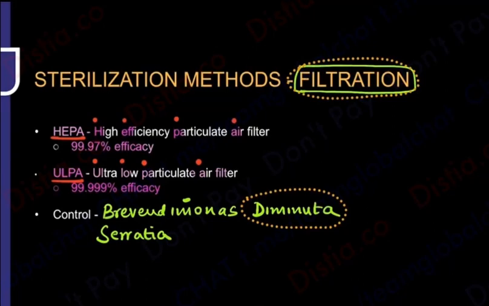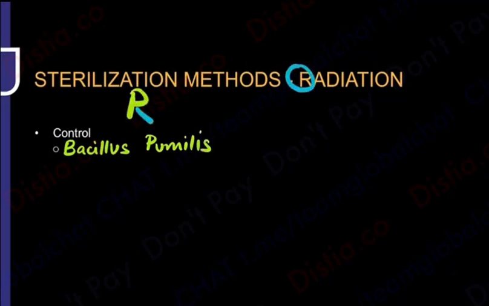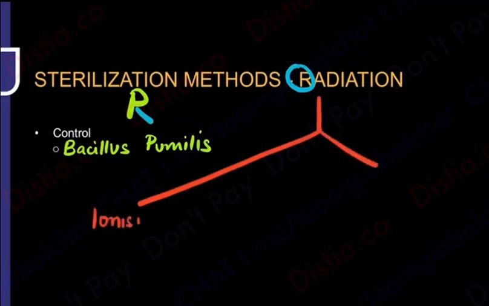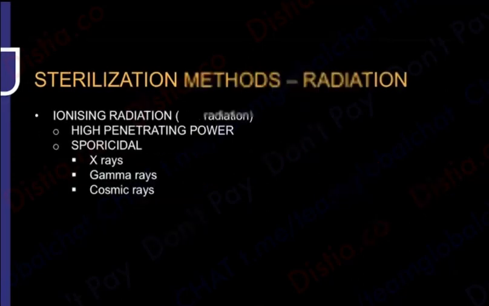So filtration also done. Coming to the next, radiation. Guys, radiation is going to be of two types. Before I start with radiation, let me make you do the ratta part of it. The control that you have is going to be Bacillus pumilus. How have I learnt it? P for pumilus, you make an R out of it, you get radiation. Bacillus pumilus is going to be the control that we have for radiation. So now you will tell me what are the two types of radiation that we have. We have ionizing radiation, and then there is going to be non-ionizing radiation. So let us begin one by one, starting with ionizing radiation.